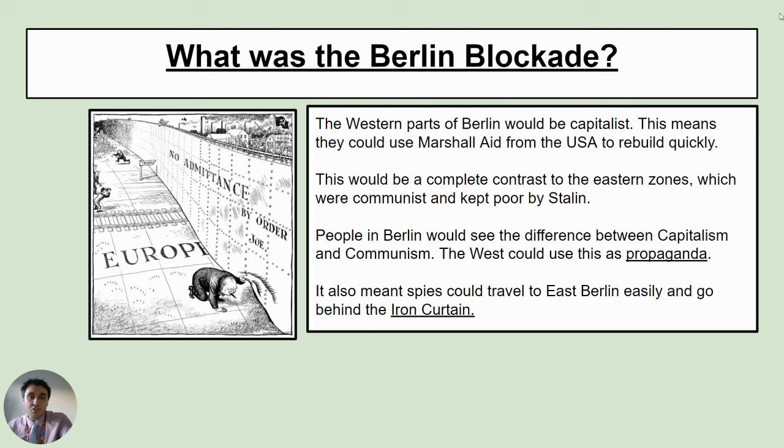But also, the West could use this to send spies to travel to East Berlin and then go behind the Iron Curtain. So that Iron Curtain, that blockade, it's not particularly effective because you've got that gap there, East Berlin. It's like having a doorman at a nightclub, but he's got no arms. It's fairly pointless having a huge Iron Curtain set up throughout all of Europe if you've got that gap where people can go through.